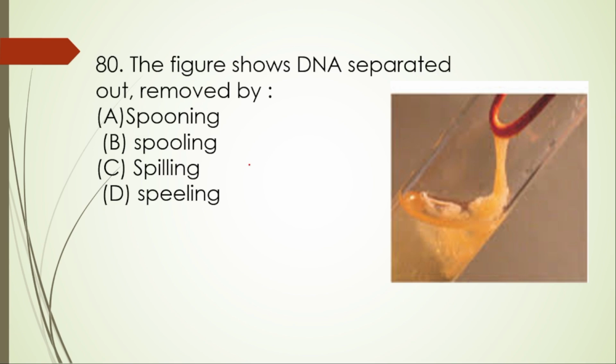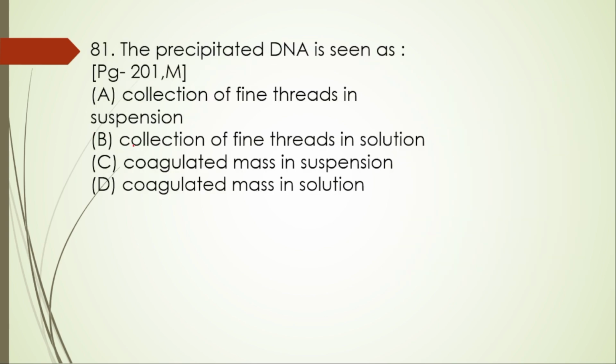The figure shows DNA separated out, removed by A, spooning, B, spooling, C, spilling, D, speeling. So this is called what? Spooning. Spooling, it is called. S-P-O-O-L-I-N-G, spooling, not spooning. Okay, so here the right option is option B. 81. The precipitated DNA is seen as a collection of threads in suspension. Yes, this one is right.